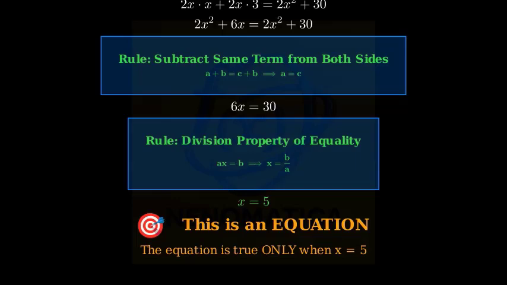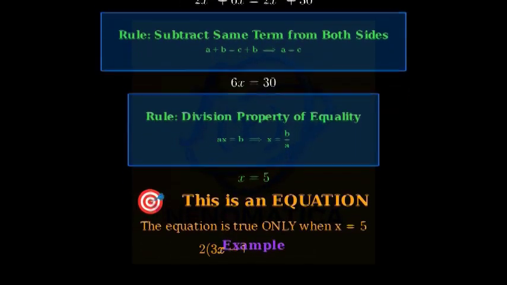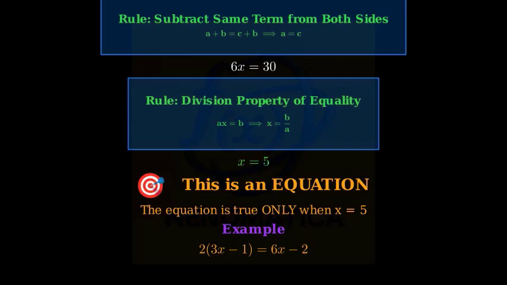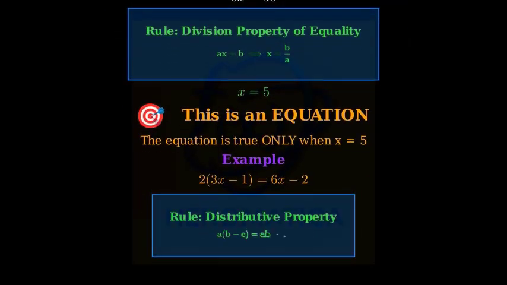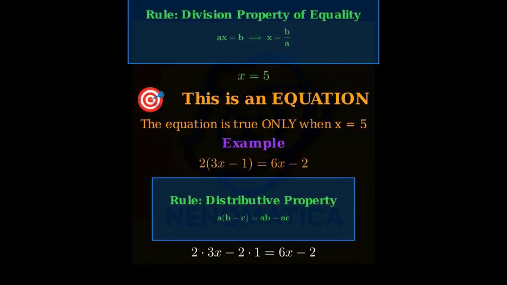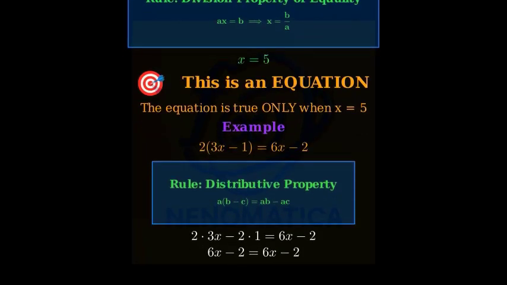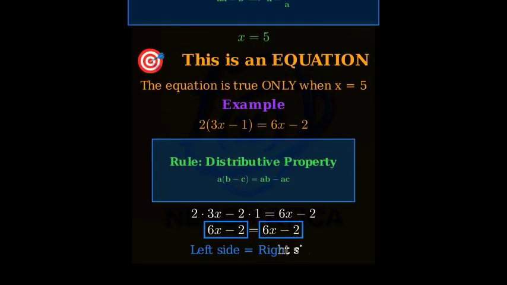Let's look at our third example. Here we have the equation 2 times the quantity 3x minus 1 equals 6x minus 2. Let's solve this equation step by step. First, let's distribute on the left side. 2 times 3x minus 1 becomes 6x minus 2. Now we have 6x minus 2 equals 6x minus 2. Since the left side and right side are identical, this means the equation is true for all values of x.